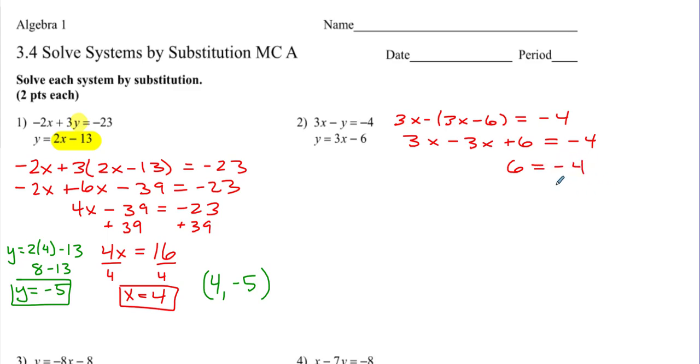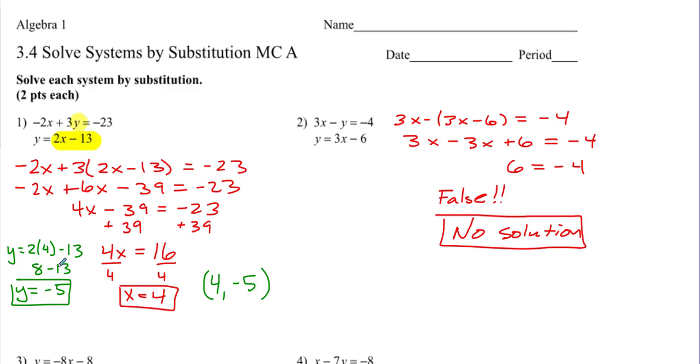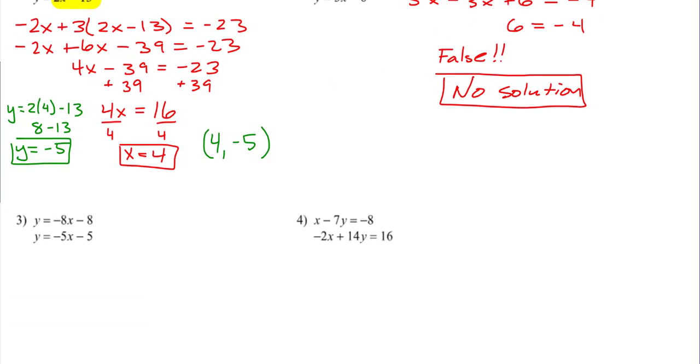Oh, what happened? My variables disappeared. Remember, if your variables disappear, you got to look for a true or false statement. Is this true? No, this is false. So what does a false statement mean? That means no solution. So make sure you write no solution in there. Boom. 2 down, 3 to go.